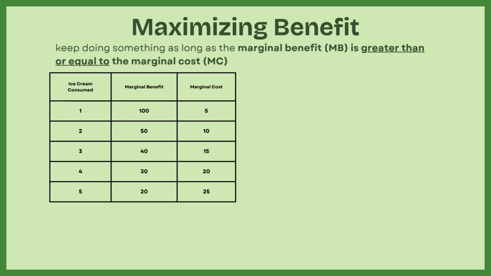You would also consume the second ice cream because the marginal benefit of 50 is greater than 10. You would also eat the third and the fourth ice cream for the same reason.